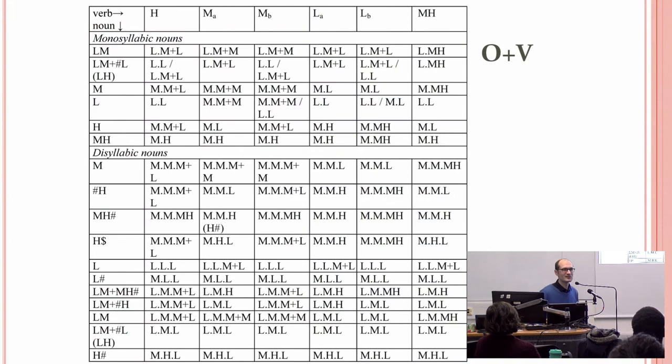So this is what I did, doing the big tables, saying if you have an input verb that has high, mid, low, or mid-high tone, including the subcategories, and monosyllabic objects or disyllabic objects with this or that tonal pattern, this is what you get at what people say, how they combine tonally.